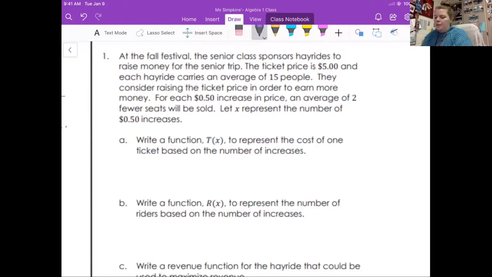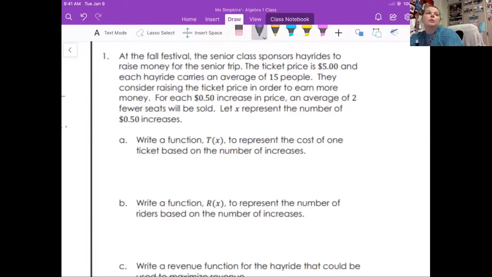Okay, so at the Fall Festival, the senior class sponsors hay rides to raise money for the senior trip. The ticket price is $5, and each hay ride carries an average of 15 people. They are considering raising the ticket price in order to earn more money. For each 50-cent increase in price, an average of 2 fewer seats will be sold.